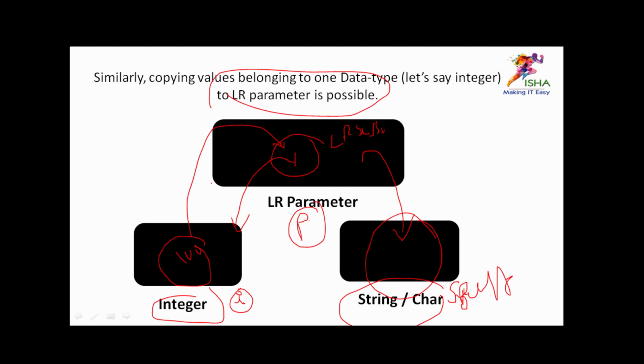So converting from one data type to LR parameters, and LR parameters to a data type, is possible, or variables to parameters, parameters to variables is possible. What I am saying is, the variables could be of different data types. It could be an integer, or it could be a string, or it could be a float.